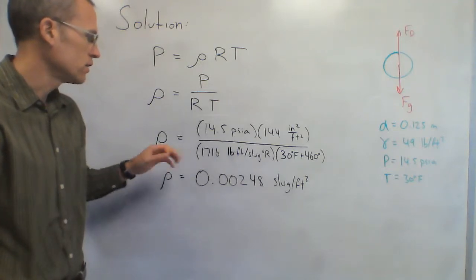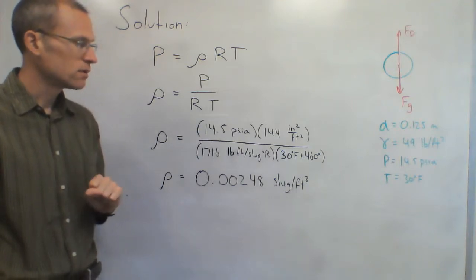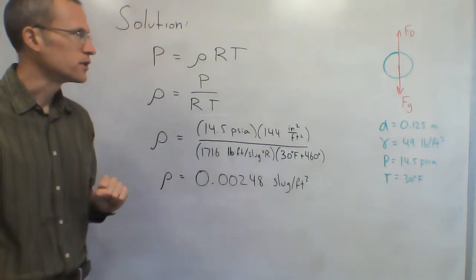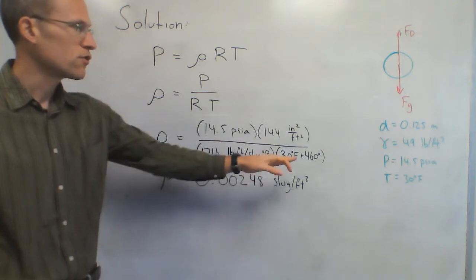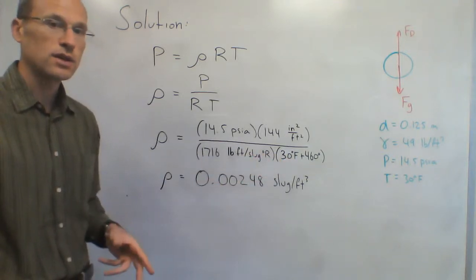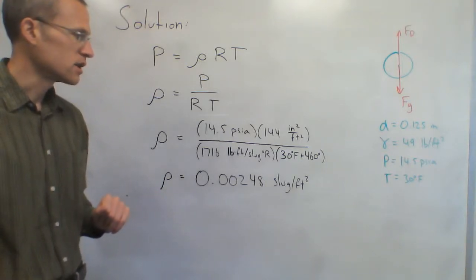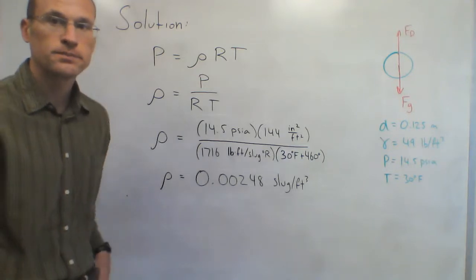And then R is 1,716 pound-feet per slug degree Rankine in English units. And then my temperature, 30 degrees Fahrenheit, want to get that into Rankine, so add 460 to get that to absolute temperature. It gives you 0.00248 slugs per cubic foot for the density of air.